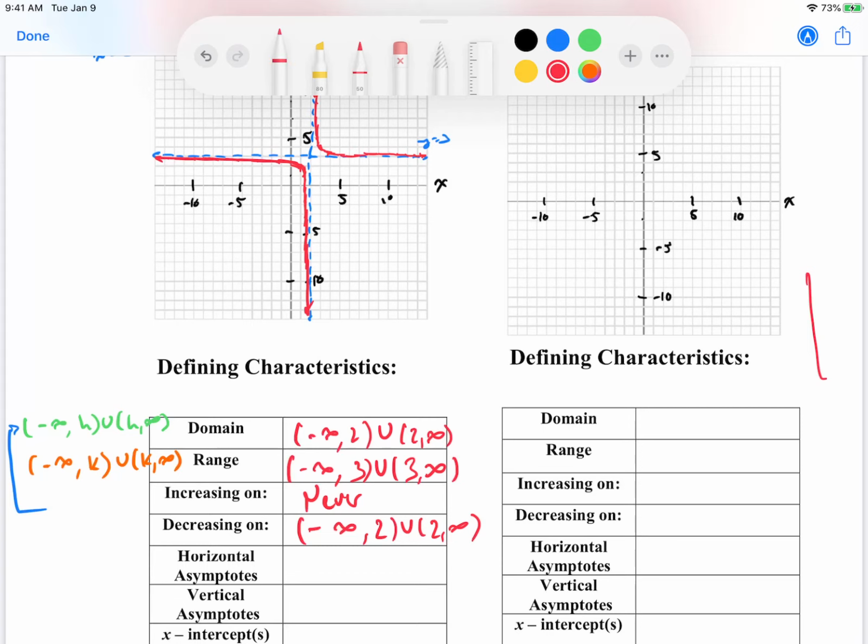So for our horizontal and vertical asymptotes, we know that we have a horizontal asymptote at y is equal to 3, and a vertical asymptote at x is equal to 2. And again, remember, this comes from the horizontal asymptote at y is equal to k, and our vertical asymptote at x is equal to h. Okay? Again, transformed off the parent function.